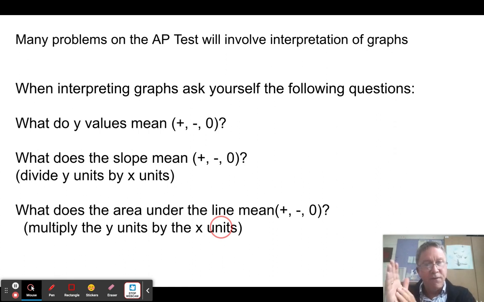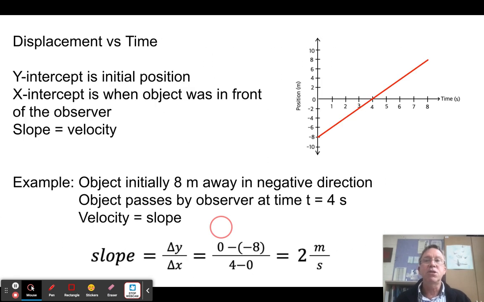What do the y values mean? What does the slope mean? What does the area mean? As long as you do that, you're usually going to be quite fine. But let's go through all these things one at a time. Let's start with displacement graphs, or position versus time graphs.